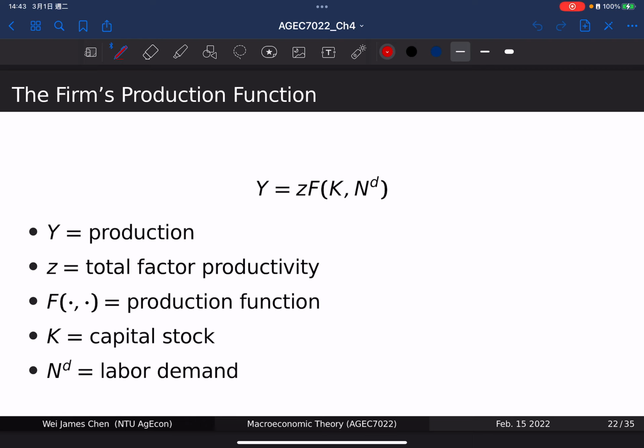Okay, technology. So if you have really good technology, say Z goes from 1 to 2, that means your technology can use the same amount of inputs K and N to produce double the amount of output. So that means your technology is better, right?